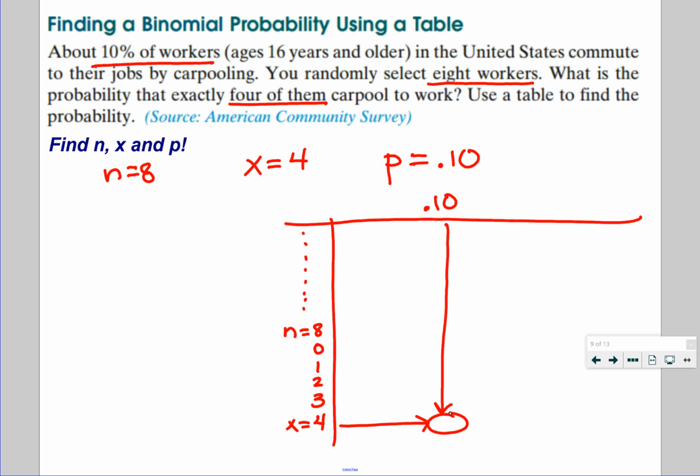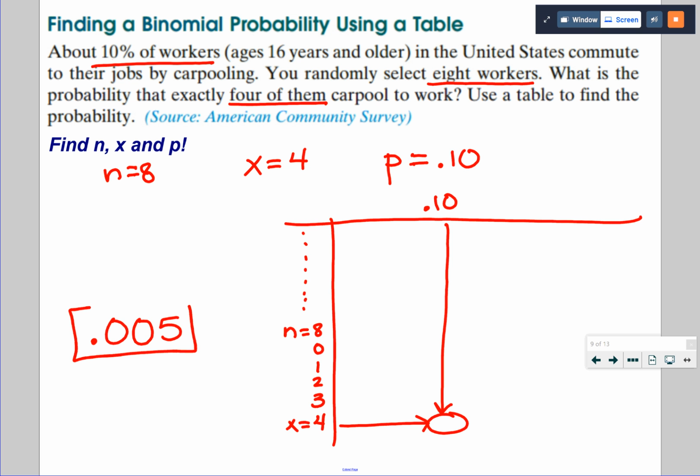It's tiny, but what did you find? 0.005 is correct. Okay. So if you have increments of 5%, you can use the table as long as the number of trials is within range. What does that go up to? 7, 8, 9, something like that at the bottom? That many trials? Okay.